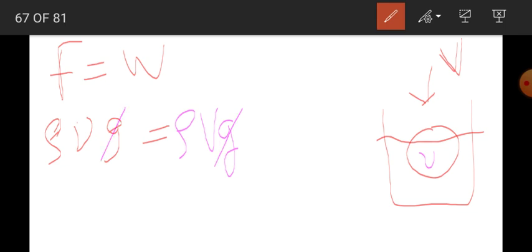So what is going to remain then? This density is the density of the liquid. This is the small volume of the body in the water. Density of the solid, volume of the solid. That's it. Now I need to arrange this equation.